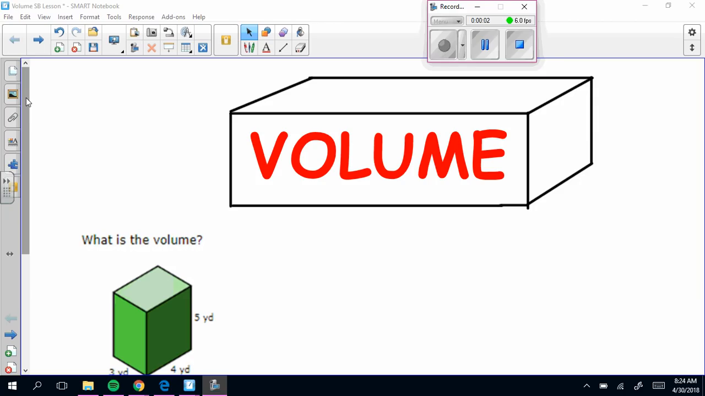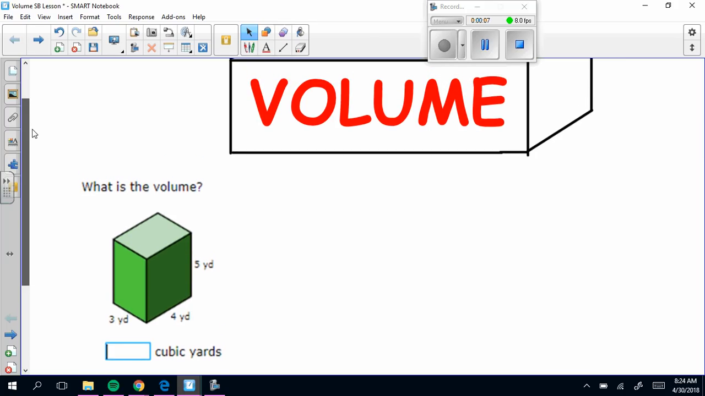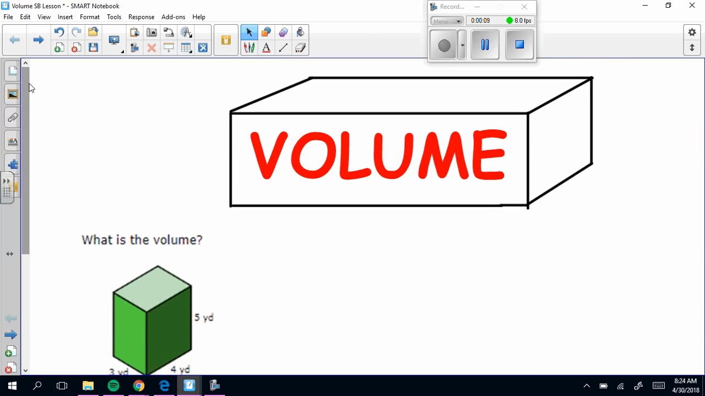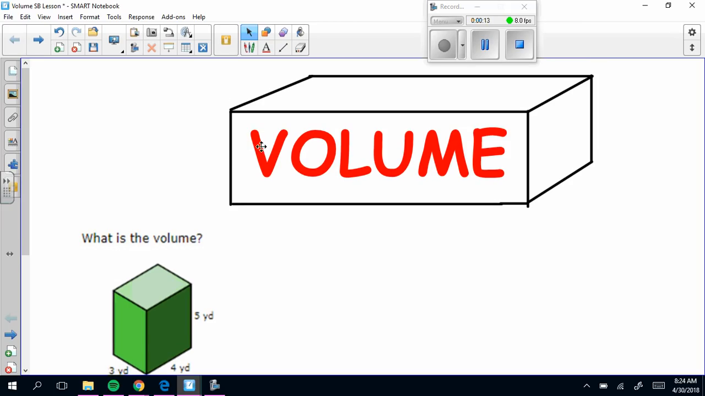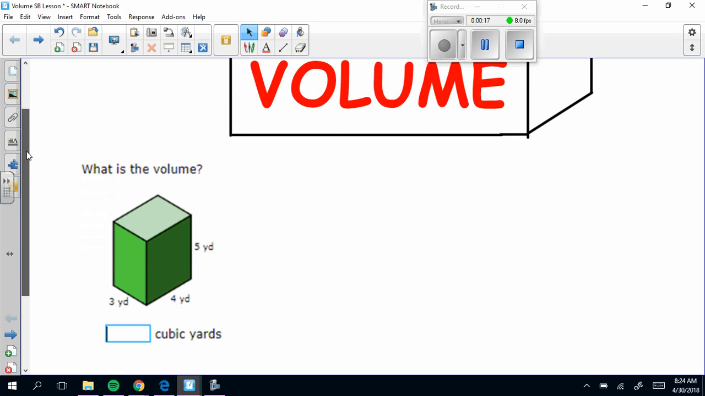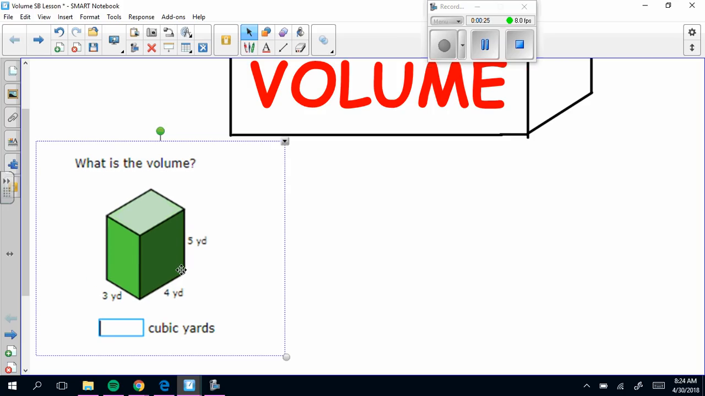So today, guys, we're going to be working on volume. Go ahead and turn to the geometry section of your notebook and title this page Volume. Now, what I want you to do is go ahead and copy this shape down. Try to draw it where we have your dimensions, which are 3 yards, 4 yards, and 5 yards. Go ahead and pause the video.